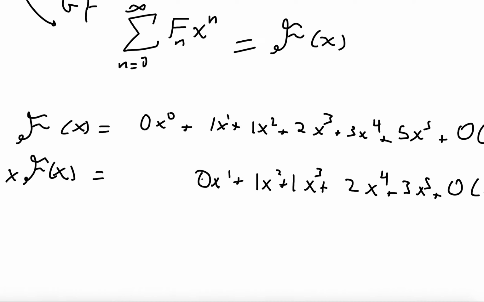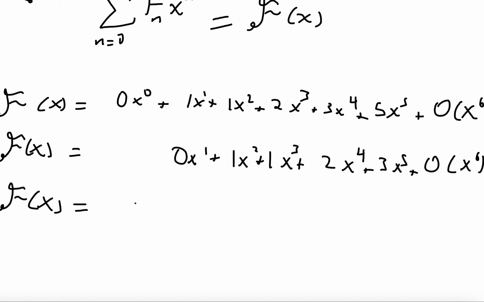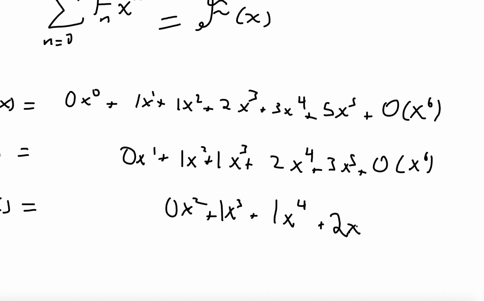All right? And finally, we're going to do x squared. We're going to shift it again. x^2 f(x) is equal to, well, here we have 0x^2, right, plus 1x^3, plus 1x^4, plus 2x^5, plus all terms of order 6 and higher.